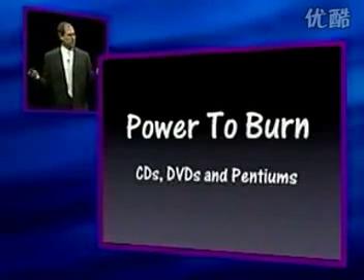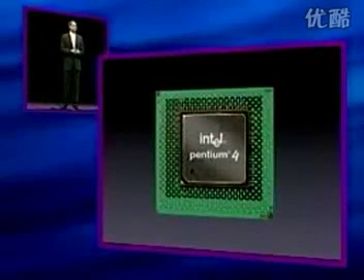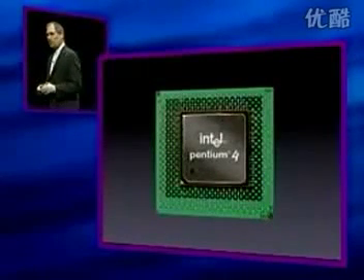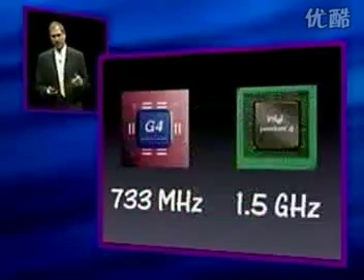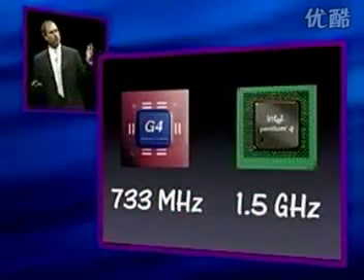Now, let's talk about that. The new Pentium 4 is pretty fast. From a megahertz point of view, it's really fast. 1.5 gigahertz versus the 733 megahertz G4. Which is actually faster in real-world applications?